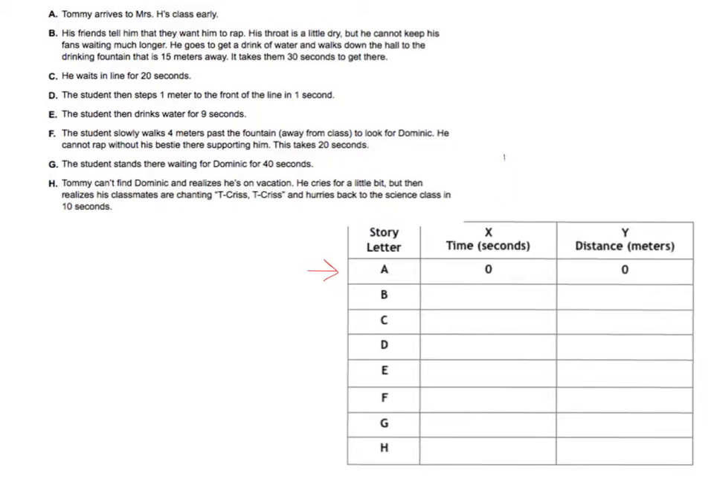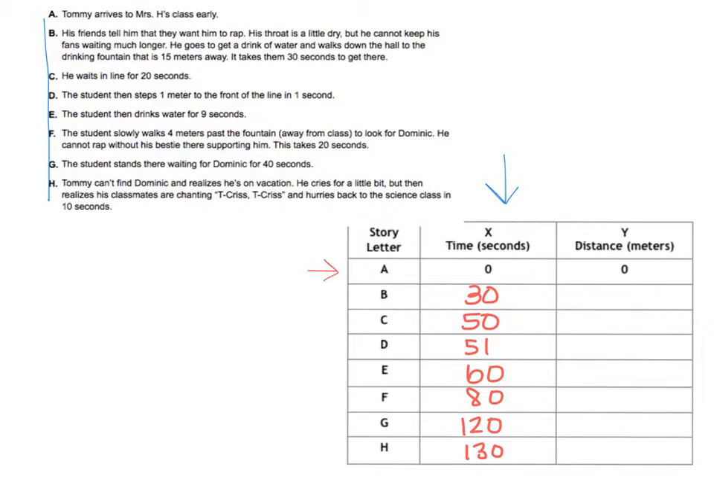The time column means that time is always increasing. So regardless of how we go throughout this story, time is continually going on. We never stop time. It never goes back. It's always a constant thing that's going. So as far as time goes, I'm going to go ahead and fill in the times for you. You can see that at each step of the story, the time increased. And in the end, the entire trip that Tommy took was 130 seconds.